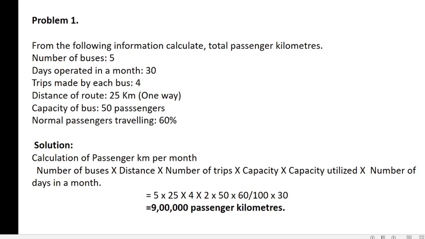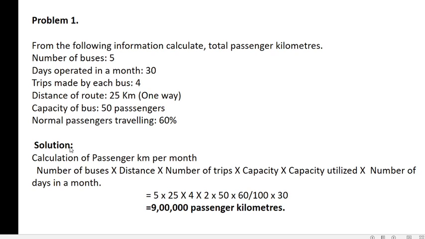Now we come to the problems on transport costing. From the following information, calculate total passenger kilometers. The information given here is number of buses is 5, days operated in the month is 30, trips made by each bus is 4, distance of the route 25 km, that is one way, capacity of the buses 50 passengers, normal passengers traveling is 60%. With this information we have to calculate total passenger kilometer.